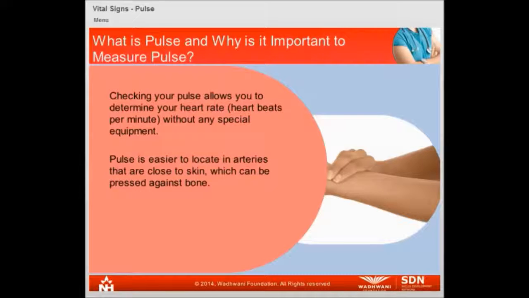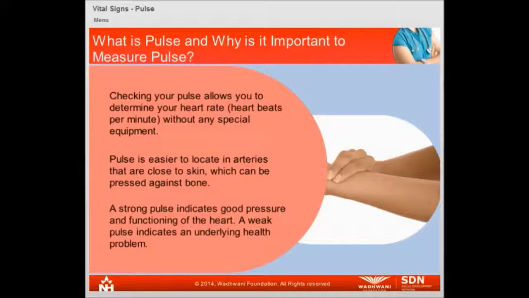Pulse is easier to locate in arteries that are close to the skin, which can be pressed against the bone. A strong pulse indicates good pressure and functioning of the heart. A weak pulse indicates an underlying health problem.